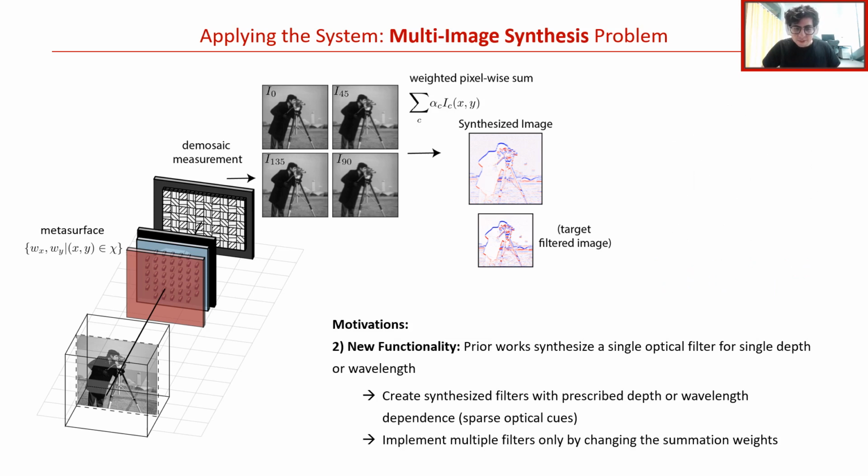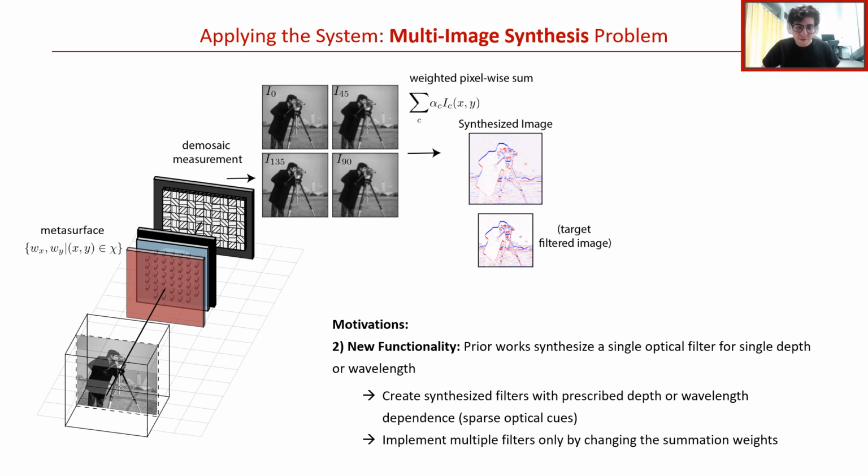Now, our second motivation of this problem is that we can demonstrate new processing functionalities never previously shown. Specifically, in the past, only a single optical filter, defined for a single depth or wavelength, was applied in the synthesized image, which is not in and of itself particularly useful. In this work, however, we show that one can create synthesized filters that have a prescribed wavelength dependence or depth dependence.